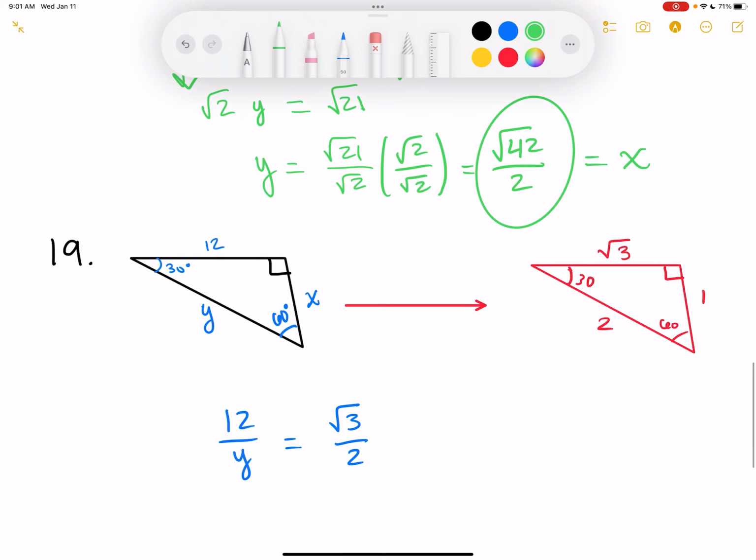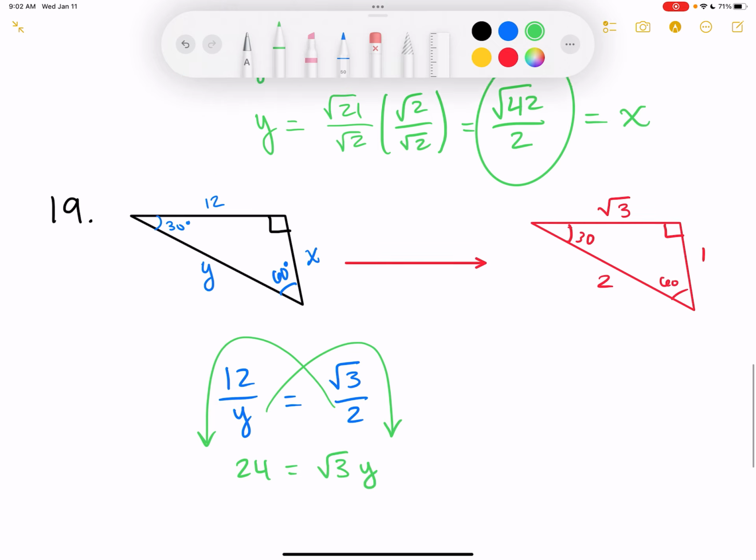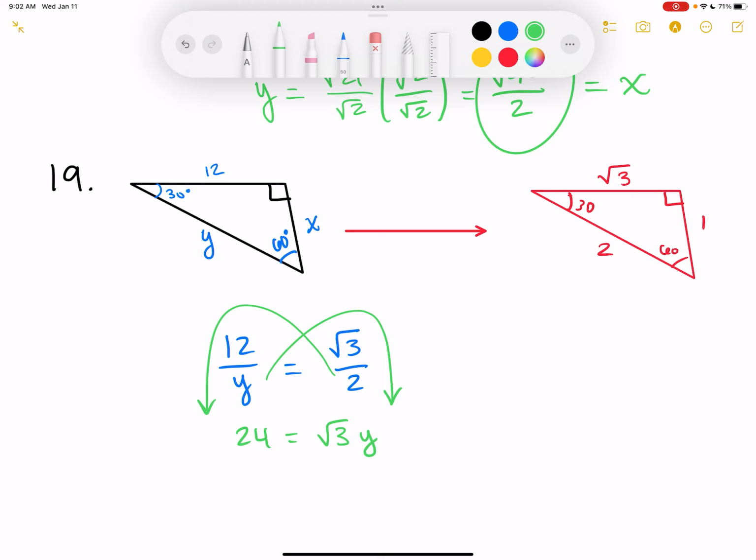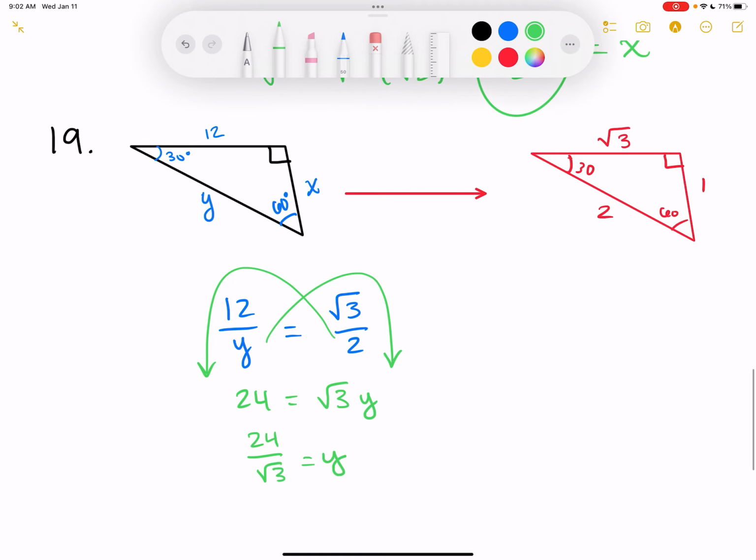So when I cross multiply, I have 24 is equal to square root of 3 times y. So then divide by the square root of 3. 24 over the square root of 3 is equal to y. I'm going to actually switch the y to the other side so I can just work my way across. So when I multiply, that's going to give me 24 square root of 3 over 3. But I can reduce that, so I'm going to. So 24 and 3, that's 8. So 8 square root of 3 is y.